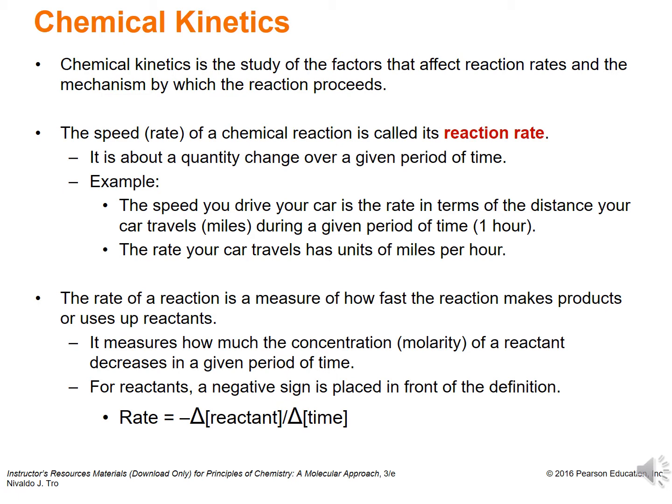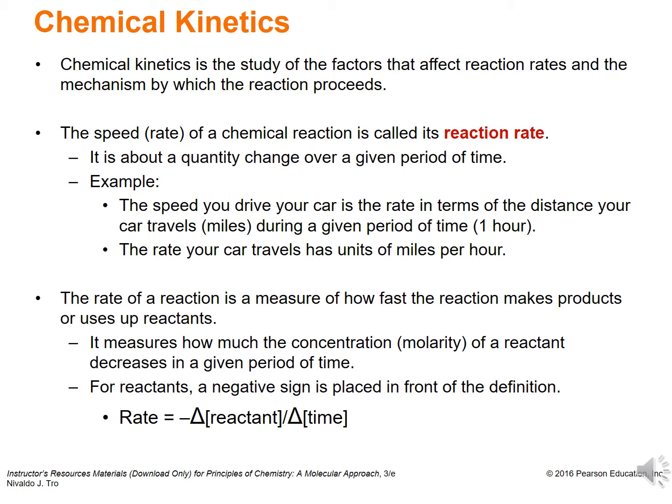If we're looking in chemical terms, then the rate of reaction is a measure of how fast our reaction makes products or uses up reactants, right? We tend to look at the decrease of reactants rather than the formation of products here in our beginning study of kinetics. So we're back to molarity for units. So the reaction rate measures how much concentration, molarity, moles per liter, of a reactant decreases in a given period of time. So for reactants, we get a negative sign because we're losing reactant as the reaction progresses. So the rate of a reaction would be equal to the negative change of concentration in molarity of a reactant over the change in time.